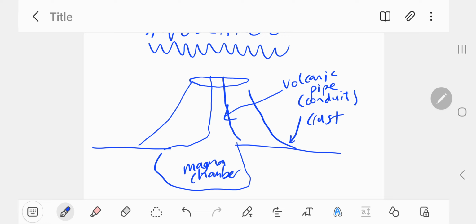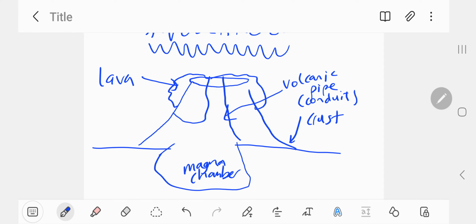And there'll be regions where magma, when it reaches the Earth's surface, is called lava. It's got the name of lava. The molten rock inside the Earth is called magma. Molten rock outside the Earth is called lava. So lava comes outside the volcano onto the crust.